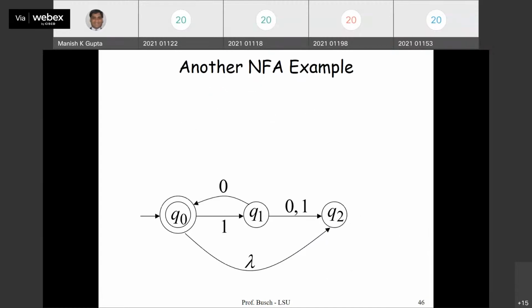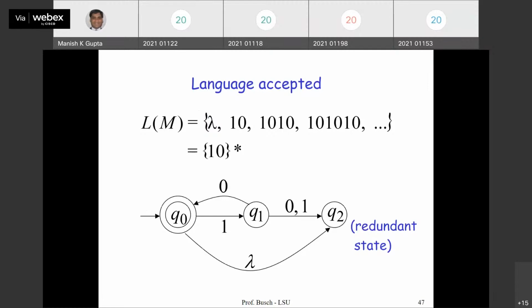Another NFA example. This accepts (1 0) star. So lambda, and basically all the strings formed from 1 0: 1 0, 1 0, 1 0, and so on. So we write it like this. These are the shorthand notations. I will explain later in more detail what these expressions mean, right?